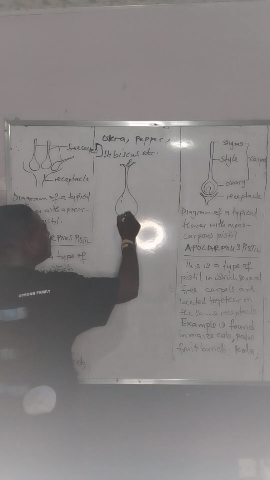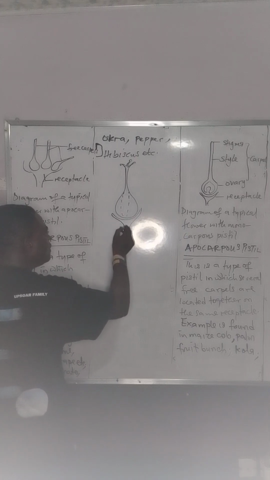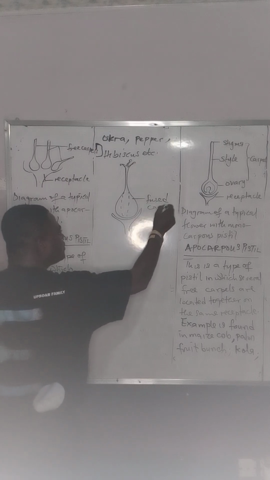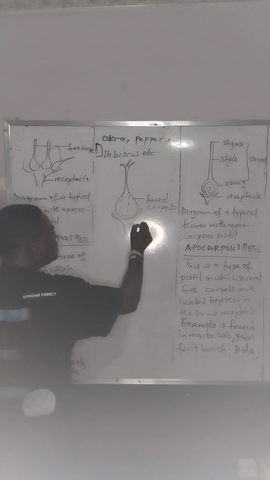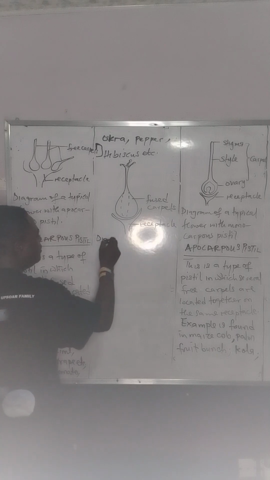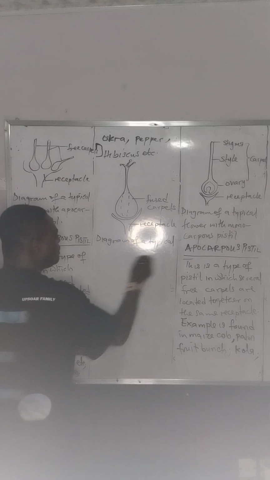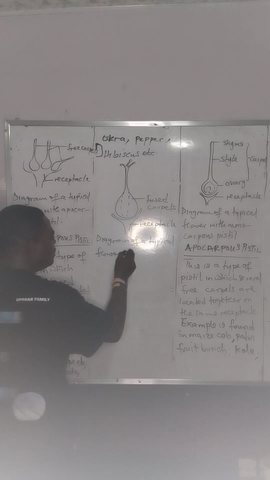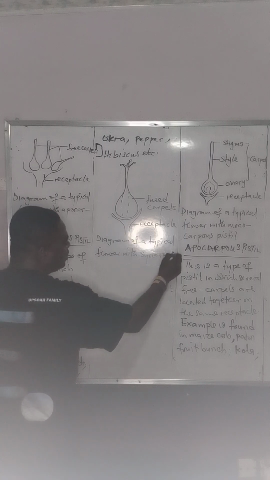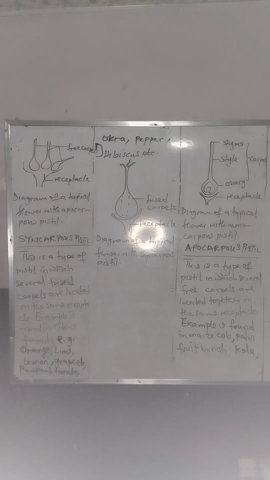Now, so these are fused carpels. So then this is the receptacle. So this is the diagram of a typical flower with a syncarpous pistil. So that is that about carpel.